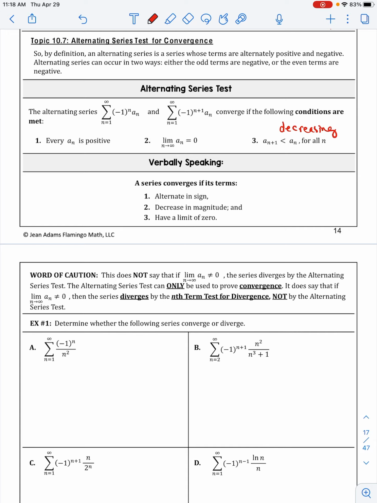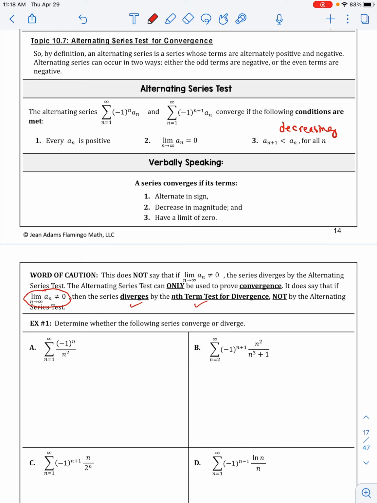And so, word of caution: this does not say that if the limit as n goes to infinity of a sub n does not equal 0, the series diverges by the alternating series test. The alternating series test can only be used to prove convergence. If the limit does not equal 0, then the series diverges by the nth term test for divergence, not by the alternating series test.